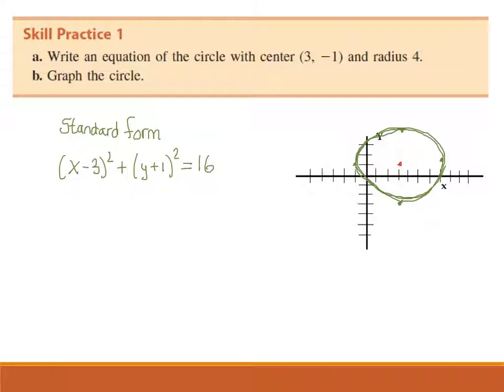Here's our practice skill 1. It says write an equation of a circle with the center (3, -1) and a radius 4. Then graph the circle. So in standard form, here it is. It's (x minus 3) squared plus (y plus 1) squared is equal to 16. Notice a negative k, so 1 comes in as a negative k, but a negative times a negative is positive, so it becomes a positive 1.